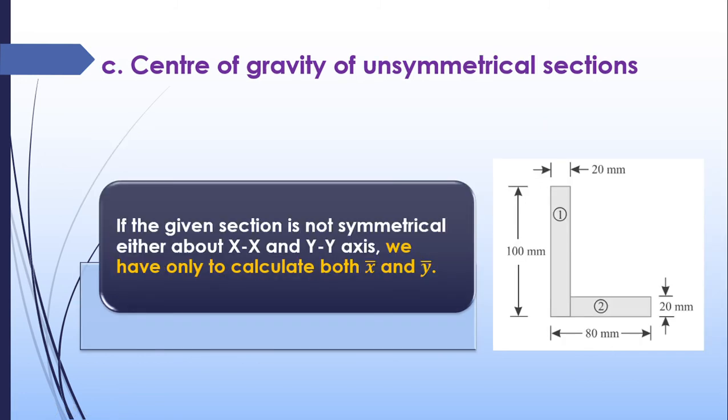In the second case, unsymmetrical section. Unsymmetrical means, so here this is an L section. When we are drawing a line through the center, it will not be symmetrical at both the sides. So in this case, we have to find the center of gravity through xx and yy axis. While doing problems, it will be clear to you.